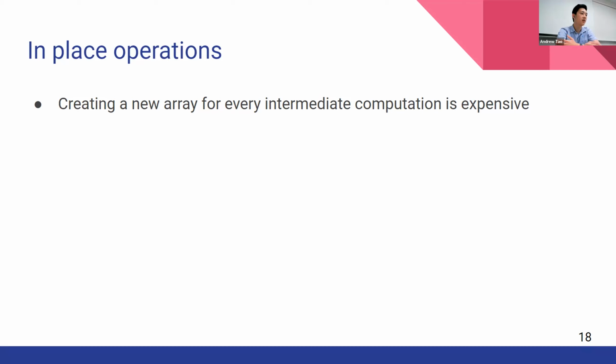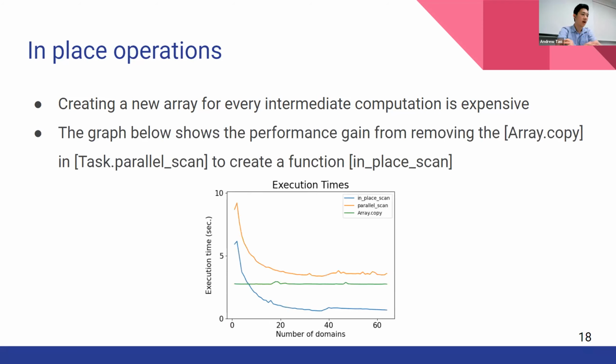So it could be nice to have some in-place operations which just do these things in place rather than having to wait on creating another place to put all of our work. To illustrate this point, I've made a new function called in-place scan that is there to replace domains_lib's Task.parallel_scan. It just takes the Array.copy, which was only there to keep things functional, removes it entirely, and modifies a couple of things to make it work. And now we have an in-place scan.